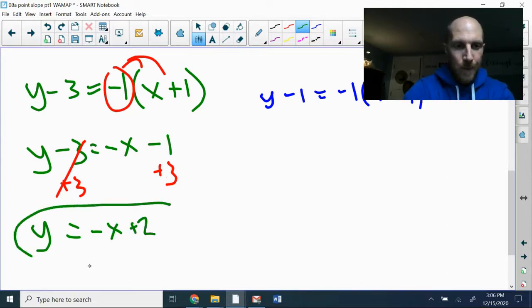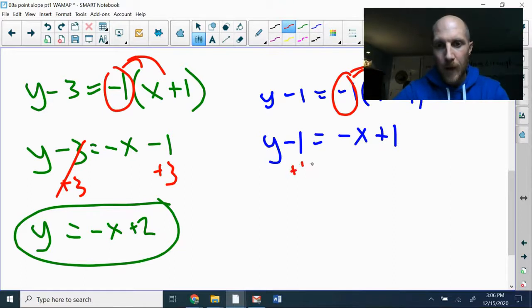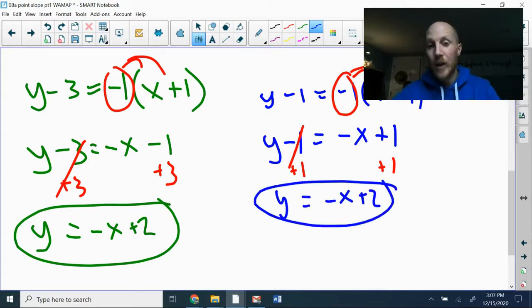All right, let's do the same process with this blue one. If I distribute that negative 1, I'm going to get negative x plus 1, add the 1 to get y by itself. That is the exact same equation both ways. I could have taken any of the other equations. I'm not going to do all of them, but I could take any of them and I'll always get the exact same result when I change it into slope-intercept form.